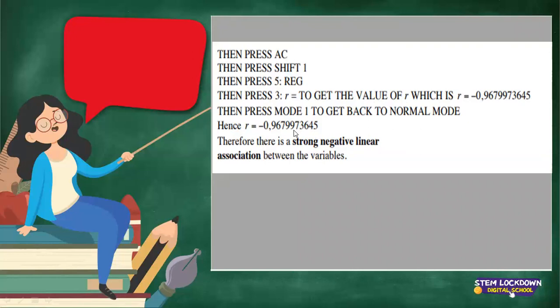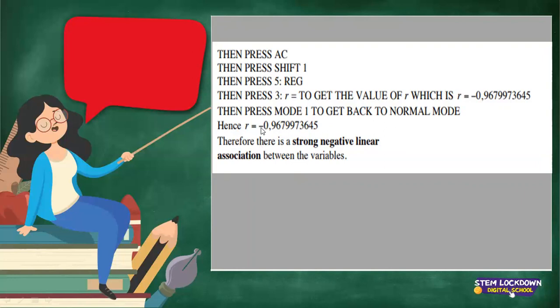Now, to comment on the type of relationship between them: negative 0.96 is a value very close to negative 1. Being negative implies that there is a negative linear relationship.